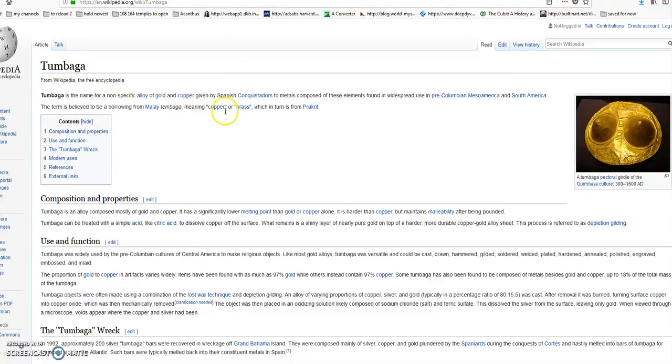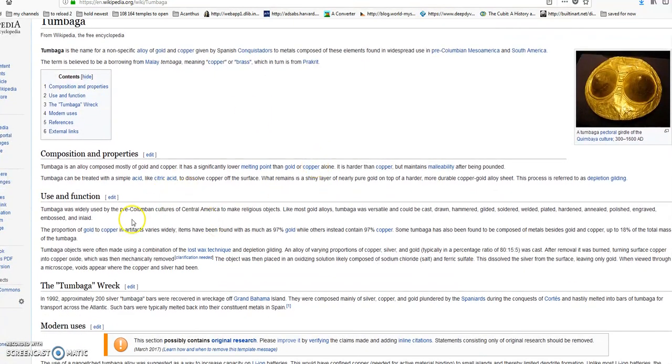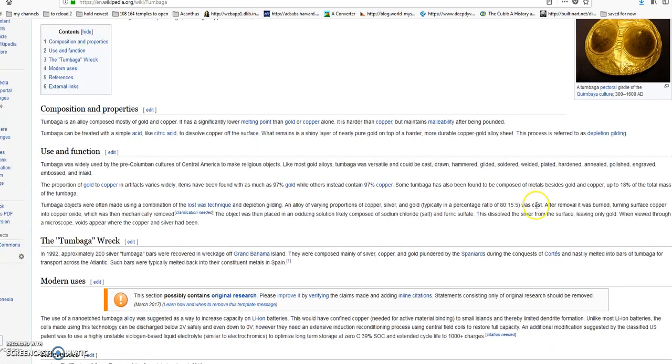tumbaga, I'm not sure of the exact pronunciation, but it shows the metallurgy. Now, for instance, the proportion of, where are we? Okay, so it's basically gold and copper. There are different variations. You can read through the article there. But it can be treated with a simple acid like citric acid to dissolve the copper off the surface. What remains is a shiny, nearly pure gold on top. So, with some acids and what we could now consider basic metallurgy, you can make these.